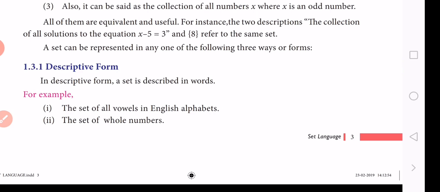The first one, descriptive form. Second one, set builder form or rule form. Third one, roster form or tabular form. In the first form, what is meant by descriptive form? Descriptive form means statement form. That means a verbal description of its elements is called the descriptive form.